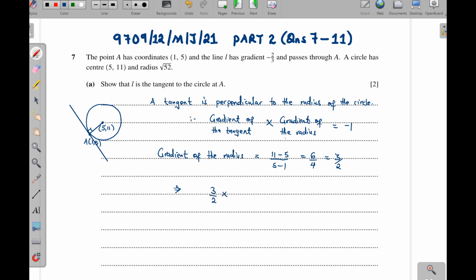Then times the gradient of the tangent. The gradient of the tangent, or gradient of the line L, is given as -2/3. So what do you get here? This is -1. So since the product of the gradients is -1, that means L is a tangent to this circle. Therefore, L is a tangent to the circle. As simple as that.